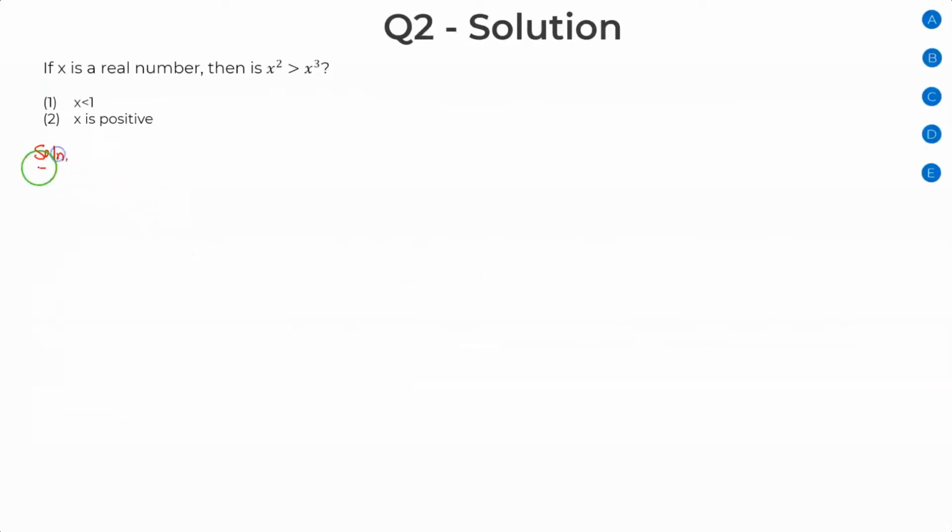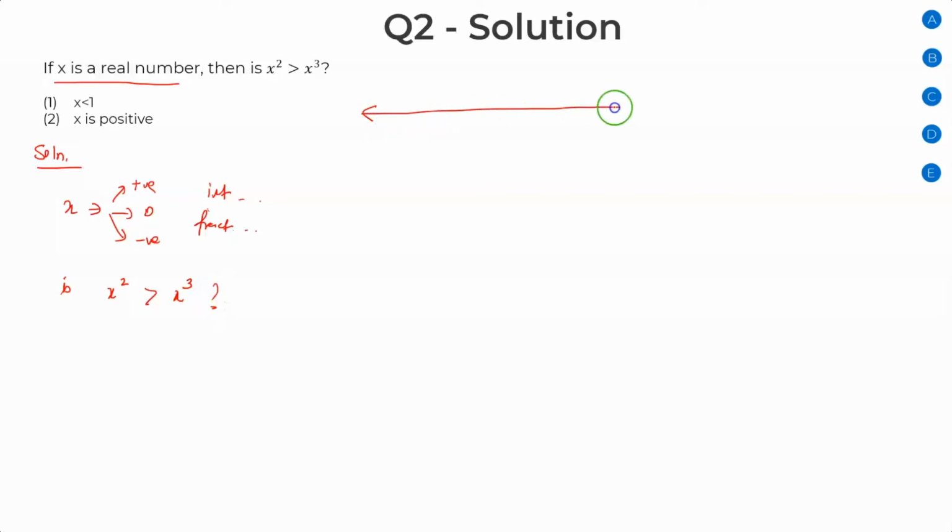Now, let's read the question stem. The question stem is pretty simple. X is a real number. If it's a real number, that means it could be positive, it could be negative, it could be an integer, it could be zero also, it could be a fraction, everything is possible, everything is on the table. I need to figure out, is x square greater than x cube? That's my question.